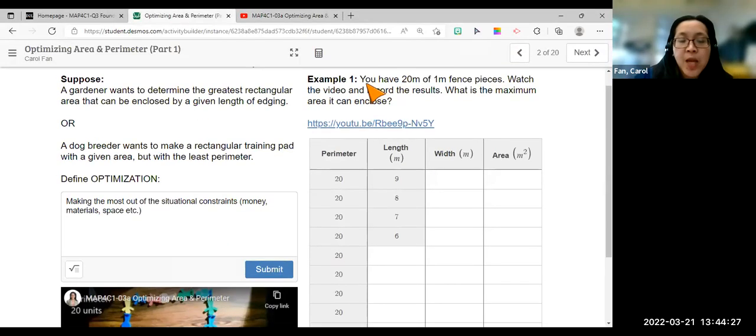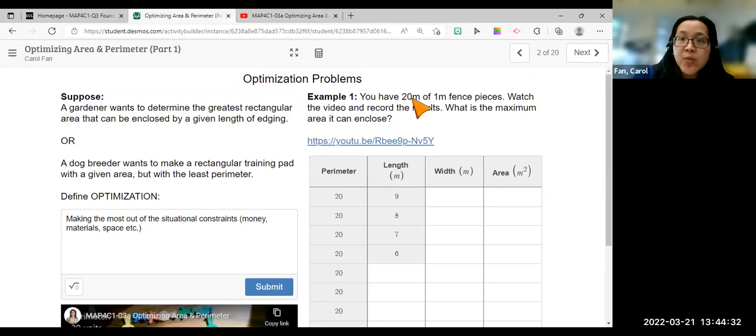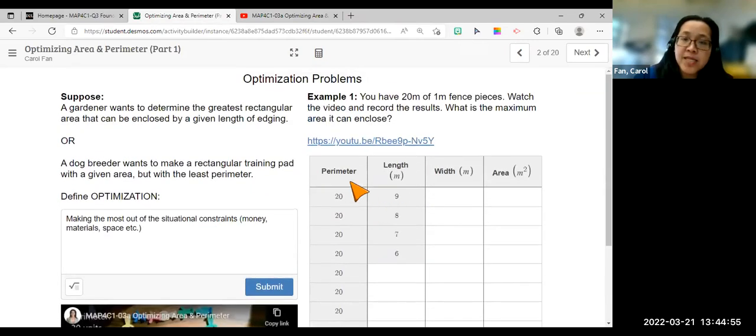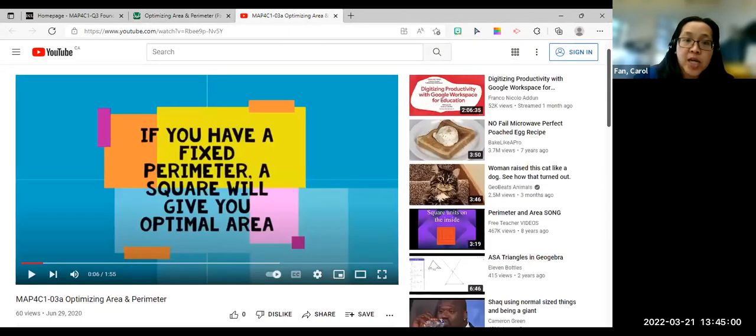The question that we're working on right now is we have 20 meters of 1 meter fence pieces. What's the maximum area that you can enclose? So we've got 20 pieces in total, and we have to make a rectangle that gives us the largest area. In this case, the perimeter is going to be the same, but the area will change.